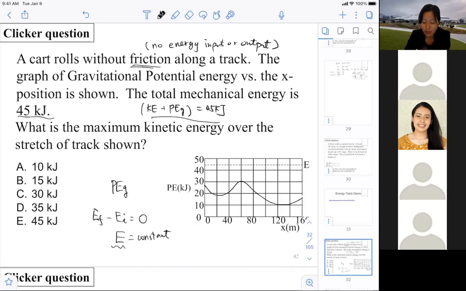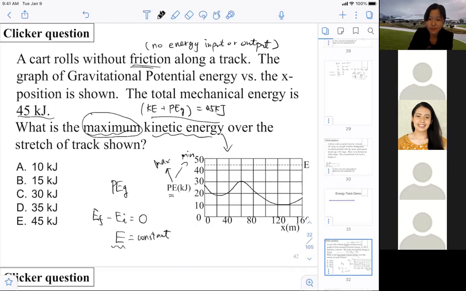So let's take a look at this graph. It's asking, what is the maximum kinetic energy? So what would you try to look for from this graph if you want to figure out the maximum kinetic energy? This is a graph about potential energy. A maximum point in the graph? An extreme point in the graph, I agree. So do we want an extreme point of the maximum of the potential or the minimum of the potential in order to give the maximum kinetic?